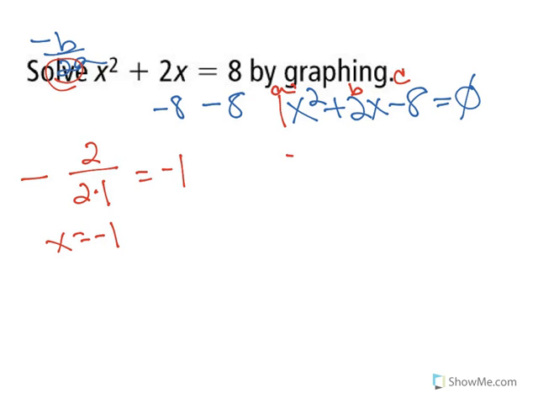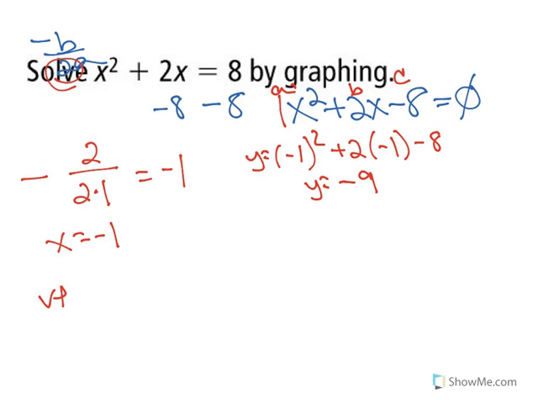And then we're going to put that in there. So -1 squared plus 2 times -1 minus 8. I'm going to put this actually in my calculator because I don't really trust my brain right now. So -1 squared plus 2 times -1 minus 8. And that's going to give us negative 9. So what that means is that our vertex, so y equals, so our vertex is negative 1, negative 9. Okay, so let's graph and see if we can figure out what our zeros are.